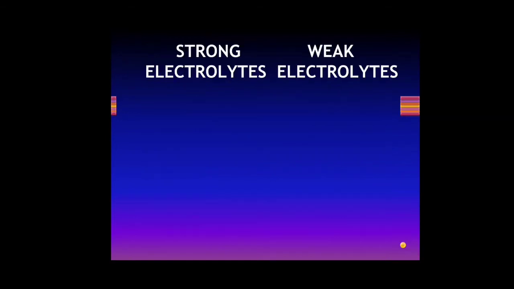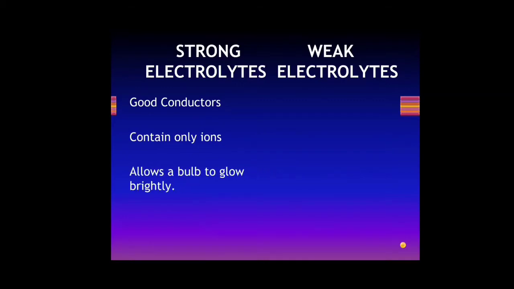Now let's compare both of them together, strong electrolytes and weak electrolytes. First, strong electrolytes are good conductors of electricity. Strong electrolytes contain only ions and they allow a bulb to glow brightly. Whenever we have a strong electrolyte, if you pass electric current through it and connect a bulb in the circuit, this bulb will glow brightly.